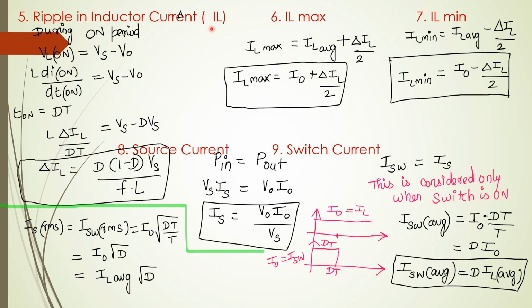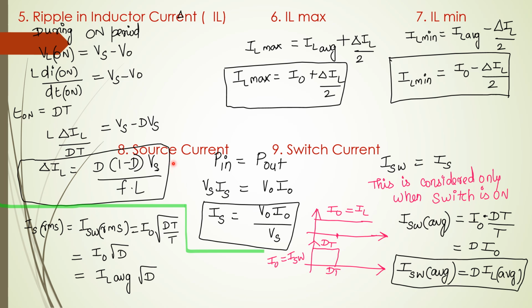Next we'll get the ripple in the inductor current, IL. During the on period, VL on is this, we have already obtained, and VL on is nothing but L into di by dt, change in current. So T on equals dt, which is nothing but D into T, as we have seen in the waveform. Substituting it here, L into del IL by dt equals Vs minus V naught. This is everything we obtained from the previous equations. At last, we'll get the expression of del IL as D into 1 minus D into Vs by F into L.